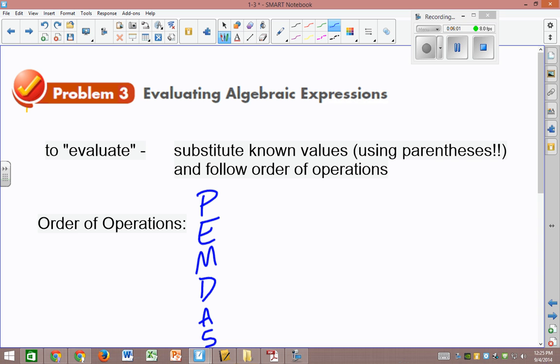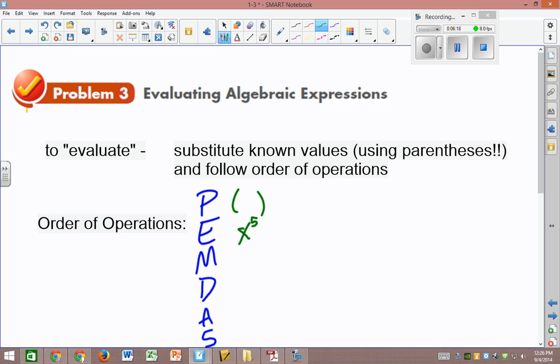Okay, I used "please excuse my dear Aunt Sally," but I think that sometimes in middle school the kids just learn PEMDAS. Same thing. Yep. So what do these things stand for? P is parentheses. E is exponents.